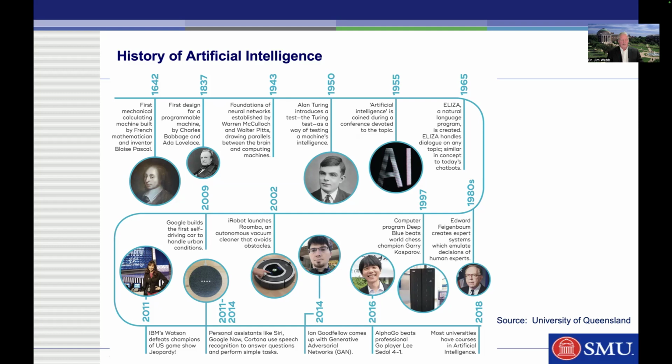2011 to 2014, personal assistants like Siri, Google, and other things start to be able to communicate with you a lot more effectively. 2014, we start to talk about generative adversarial networks. 2016, AlphaGo beats a professional Go player. 2018, most universities have courses in artificial intelligence.